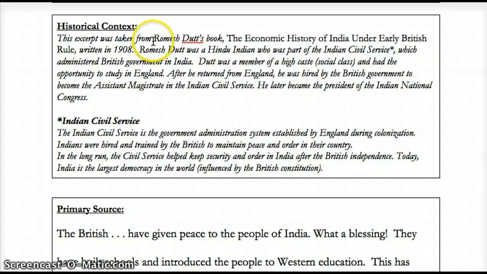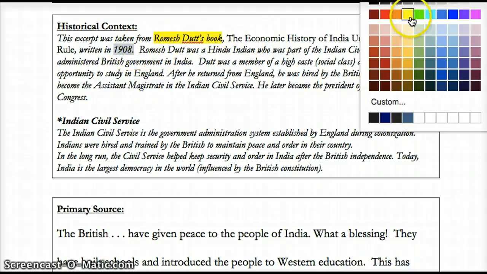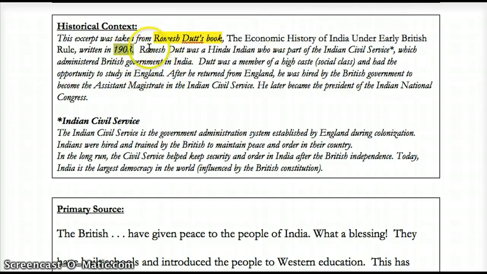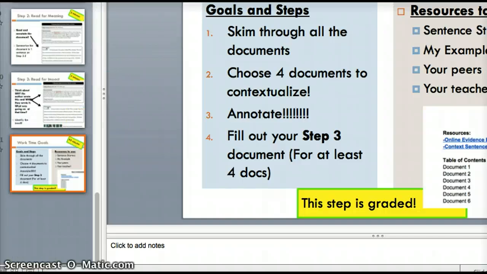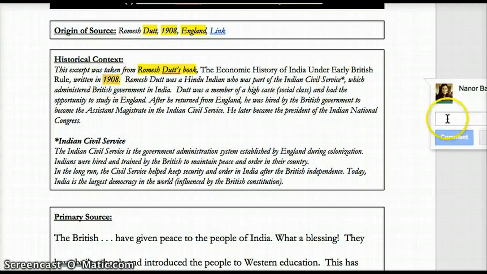This excerpt was taken by Romesh Dutt's book. So notice it's a book. That means maybe he's trying to sell it, or trying to make profit out of it. And it was written in 1908. And every time I do these highlights, I should be also putting a thought bubble. Basically, what do I know that's going on around this time? I know 1908 England is colonizing. So I know 1908 in England is colonizing India. So England colonizing India.